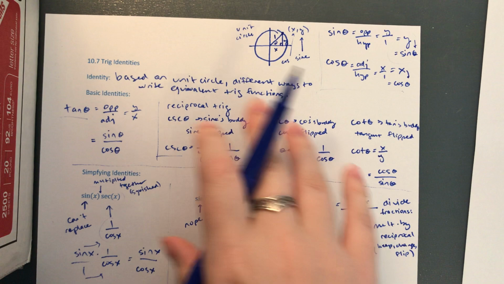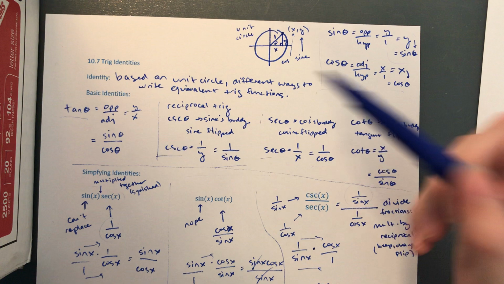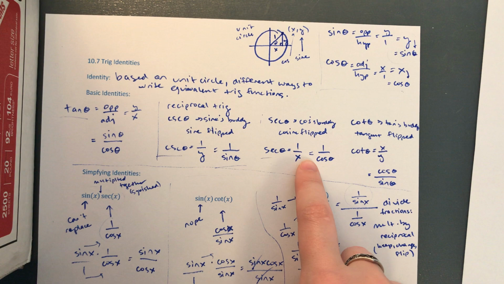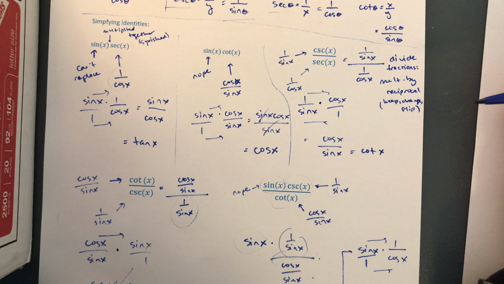We're just applying it in a new way, but we know that tangent is opposite over adjacent, which would be sine over cosine. We've seen the reciprocal trig functions before. Cosecant, secant, cotangent is reciprocal of sine, cosine, and tangent. But now we're just doing some fun simplifying stuff to get things to be easier. At least I think it's fun.